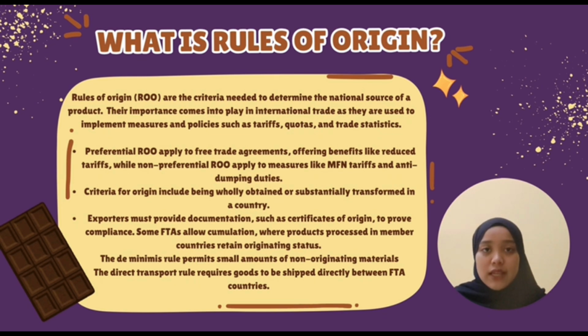Some FTAs allow cumulation, where products processed in member countries retain originator status. The de minimis rules permit small amounts of non-originating materials, and the direct transfer rule requires goods to be shipped directly between FTA countries. So, understanding ROO ensures businesses can benefit from trade agreements and proper tariff application.